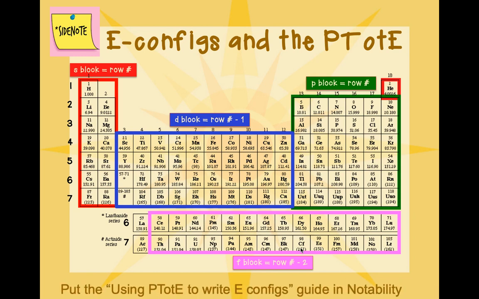So there is a guide on Schoology that I'd like you to put into Notability and take a look at a little bit to show you how to use the periodic table to write electron configurations, to think about electron configurations. It's kind of a shortcut, but it's more just streamlined. So instead of having to look up or write out that Aufbau diagram, the periodic table tells us all we need to know about electron configurations.